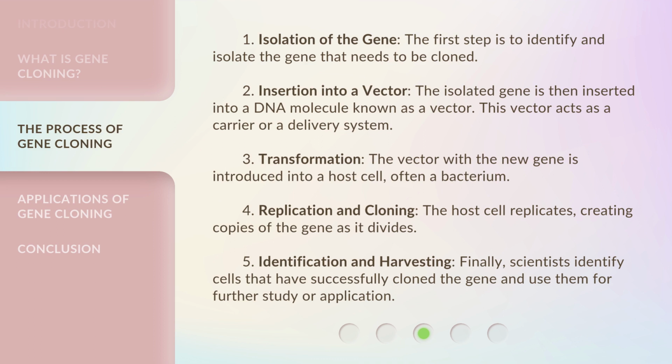3. Transformation. The vector with the new gene is introduced into a host cell, often a bacterium. 4. Replication and cloning. The host cell replicates, creating copies of the gene as it divides. 5. Identification and harvesting. Finally, scientists identify cells that have successfully cloned the gene and use them for further study or application.